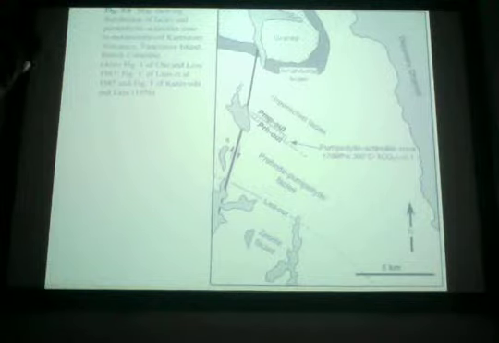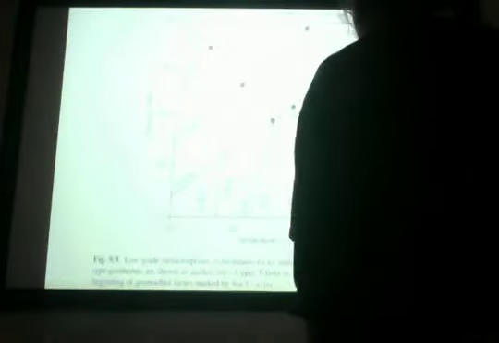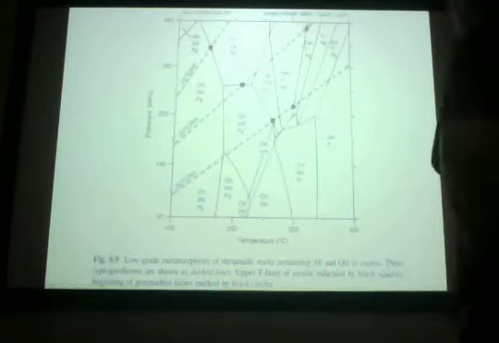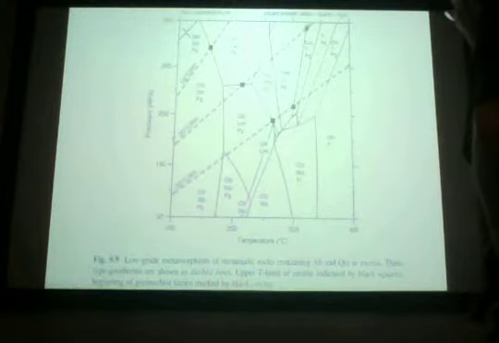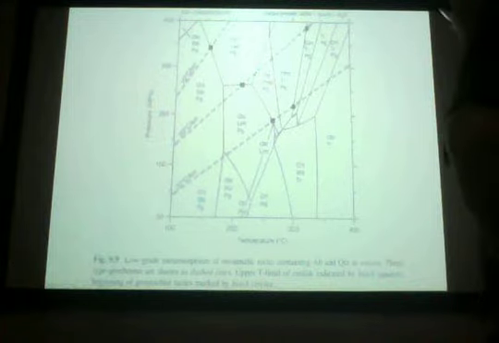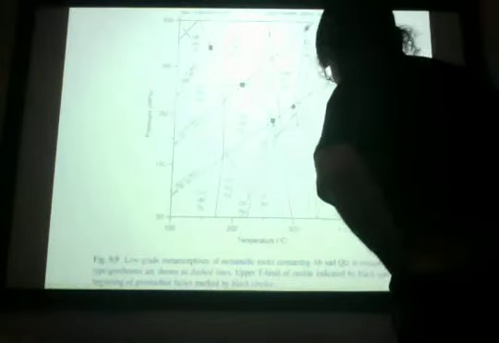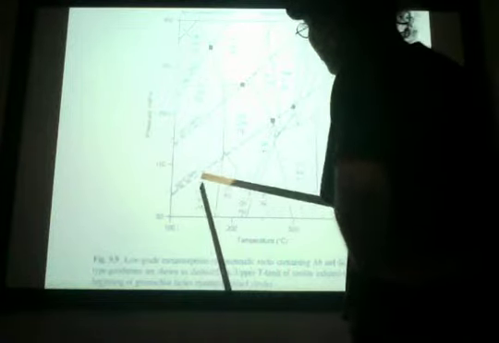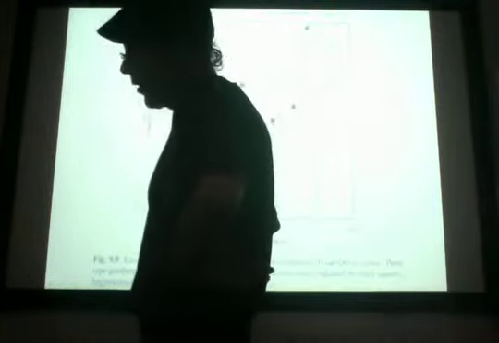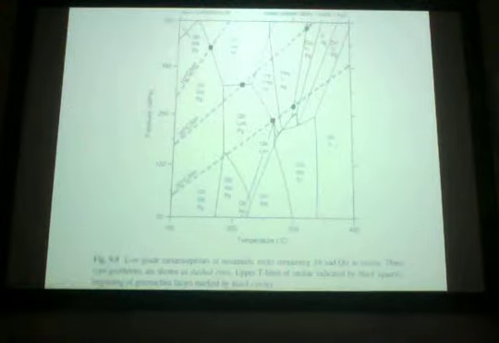So, next slide. What do we have here? We are still sitting under very low-grade metamorphism, of metamorphic rocks which contain albite and quartz in excess. So at very low pressure and temperature conditions, you are then forming all these zeolite minerals.